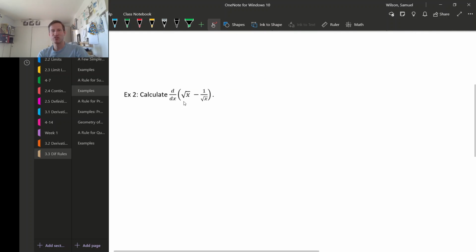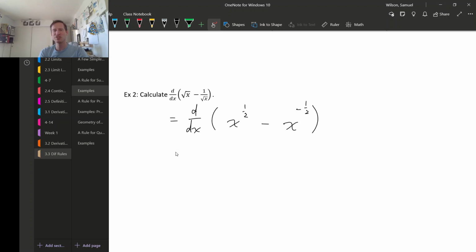All right, for a second example, let's calculate this derivative. So derivative of the square root of x minus 1 over the square root of x. We can calculate this derivative just with the derivative rules we have, because the square root of x is x to the 1/2, and 1 over the square root of x is x to the minus 1/2. So we can just use the difference rule. So we need the derivative with respect to x of x to the 1/2 minus the derivative of x to the minus 1/2, and then we can use the power rule.